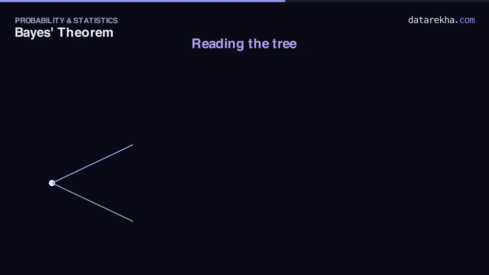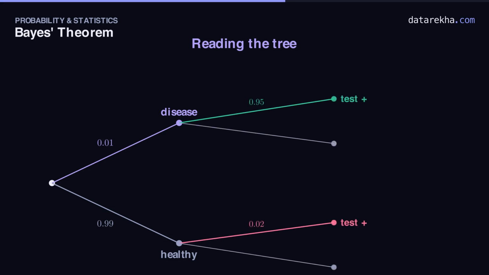That counting story is exactly what a probability tree draws. The first branch asks, are you sick? Up, 0.01, disease. Down, 0.99, healthy. The prior, drawn as a fork. From each branch, the test splits again. If you're sick, positive with probability 0.95, the sensitivity. If you're healthy, positive with probability 0.02, the false positive rate.